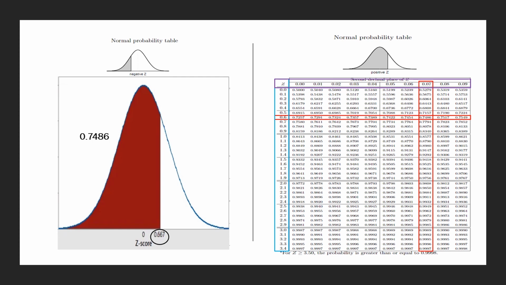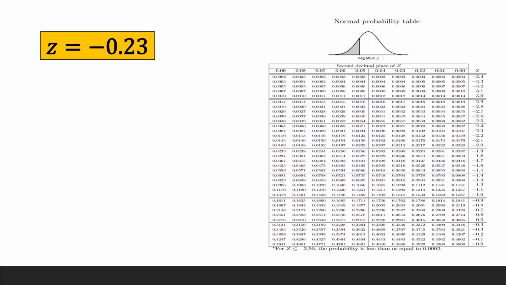Another way to put this is that 75% of the data lies below the z-score of 0.67. From our definition of a percentile, we saw that a percentile is the probability of data lying below a certain value. Hence, a z-score of 0.67 corresponds to the 75th percentile. From our calculation of the z-score in the SAT example, we got a value of negative 0.23. So let's go ahead and find the percentile of the z-score using the normal probability table.